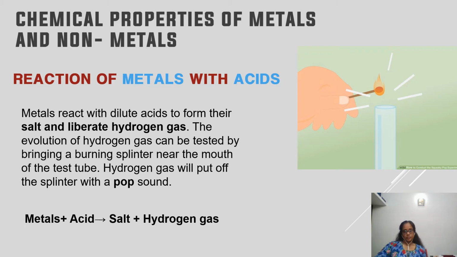Chemical properties of metals and non-metals. The first, reaction of metals with acids. So acids and bases you already studied in 7th standard. Acid is a chemical substance and it has a sour taste. Remember that? And what about the base? Base is also a chemical substance and it has a bitter taste and soapy texture.